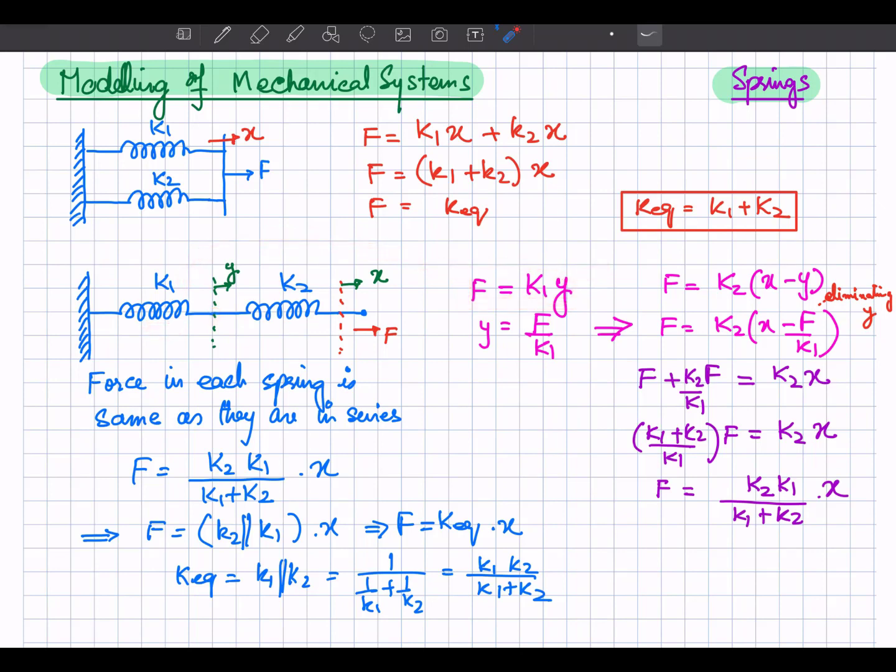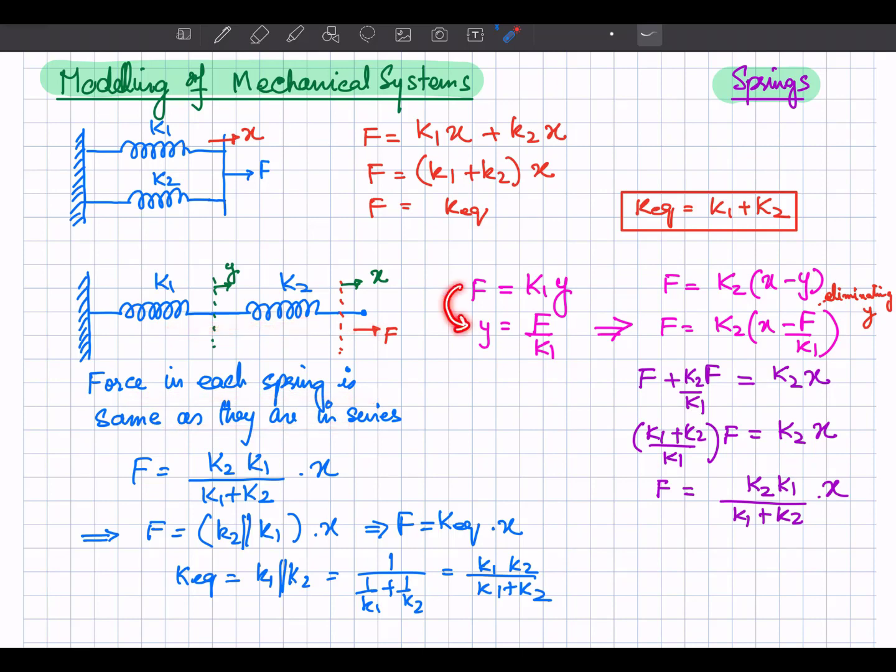And these are the two different springs. It has its own constant K2 and it will apply the force according to its construction. The force across spring 2 is equal to the net displacement of the spring. This point is getting displaced by X and this point is getting displaced by Y. So this force will be equal to X minus Y. And the force in each spring is the same as they are in series. The applied force is acting on both springs.